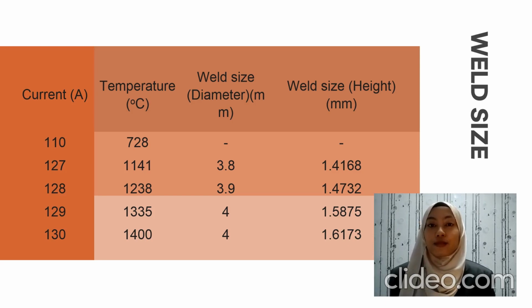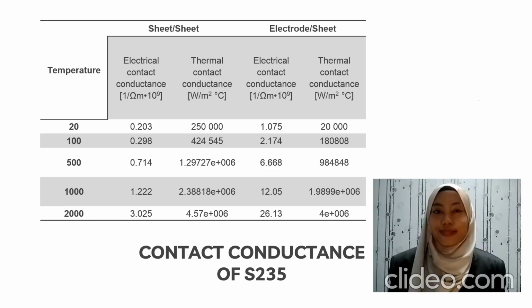Therefore, it can be concluded that the higher the current, the higher the temperature, forming a larger weld nugget. However, if a significant amount of heat is applied, it is possible that the weld nugget will grow bigger than the electrode tip in size as a result of the melting of the sheet material.